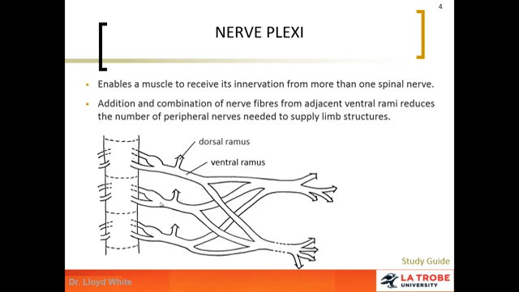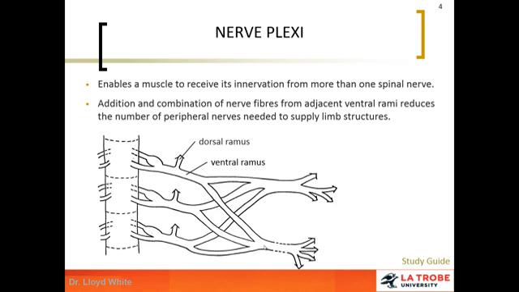Now, a nerve plexus, as shown in this diagram, is where we have the additional combination of nerve fibres from adjacent ventral rami. And this reduces the number of peripheral nerves that we need to supply our limb structures. And it means that there can be literally dozens of different nerves originating from 4 or 5 different spinal levels.